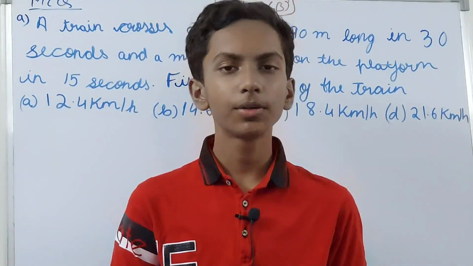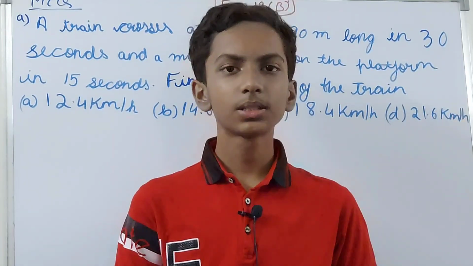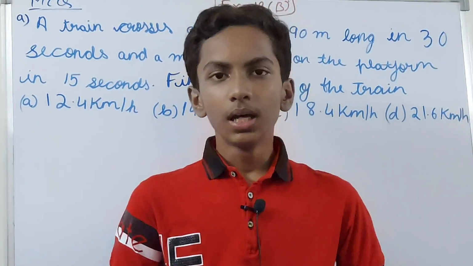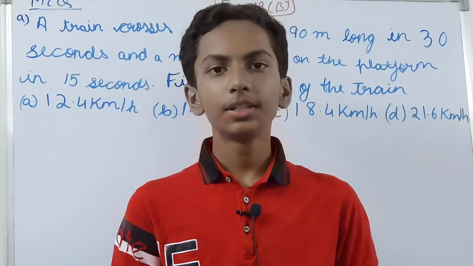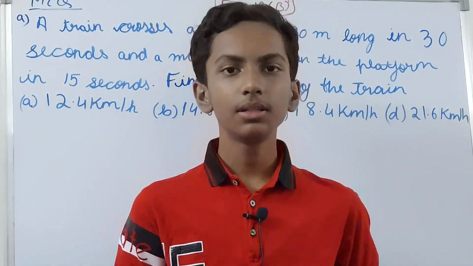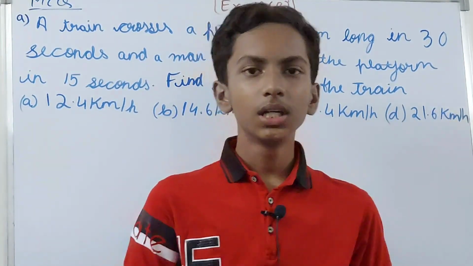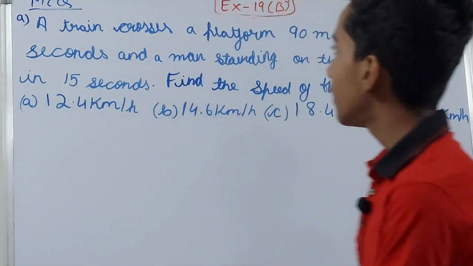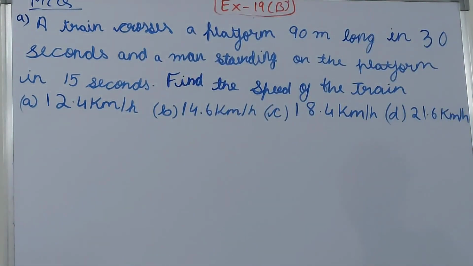In this video, we are going to solve ICSE Mathematics Class 7 Chapter 19 Speed, Time and Distance, Exercise 19B, question number 9. A train crosses a platform 90 meters long in 30 seconds and a man standing on the platform in 15 seconds. Find the speed of the train.